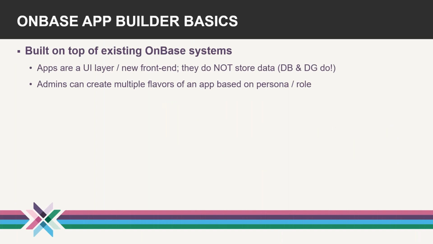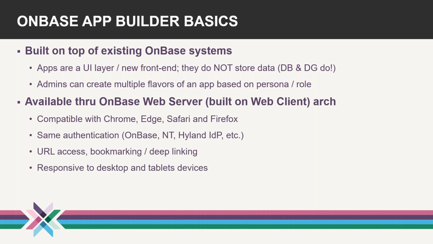So a little bit behind the scenes for those of us OnBase enthusiasts. The OnBase apps are a new UI layer, a new front end. They do not store the data or the documents. The standard OnBase database and disk groups do. Admins can also create multiple flavors of an app based on persona or role. We have two different people in HR that might have two very different needs, let alone individuals in other departments. This is available through the OnBase web server, and it is a key component of our OnBase journey to web and mobile as we begin to reduce our reliance on the OnBase Thick and Unity client.